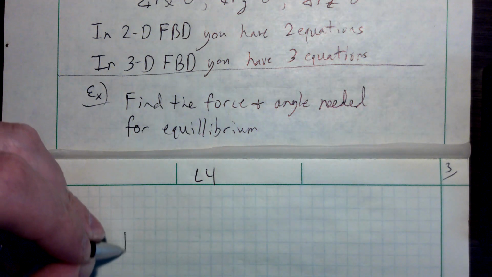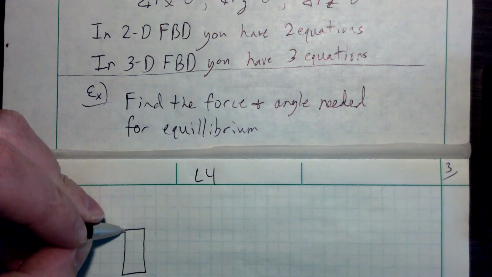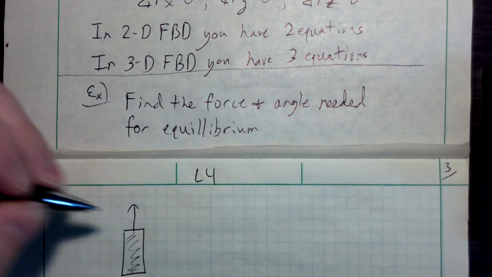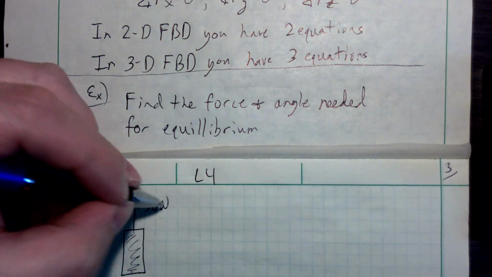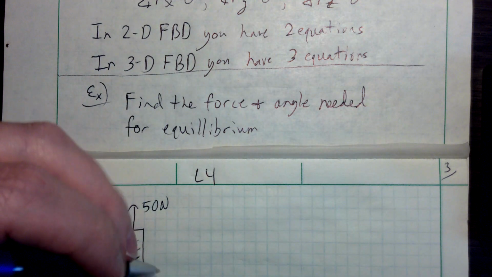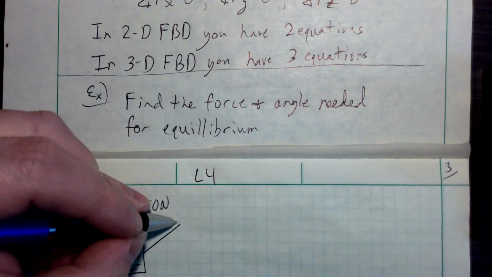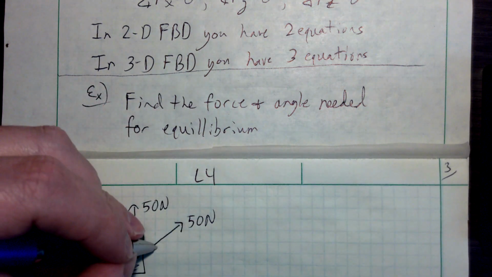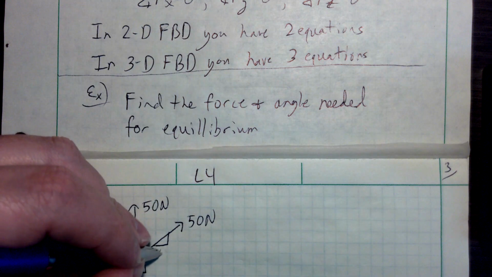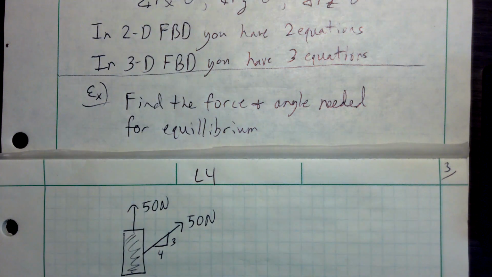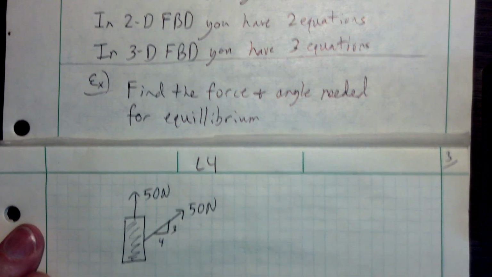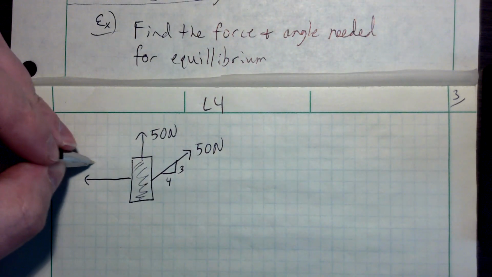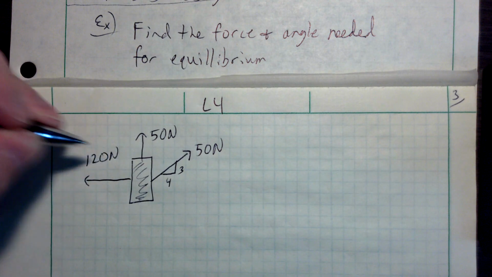It's just going to be a bar of some kind, so we can model this as a particle. We're going to have a vertical 50 newton force going straight up from the top. Somewhere on this side, we're going to have a force going up at an angle, also 50 newtons. This one, we're going to describe the geometry with a 3, 4, 5 triangle. Then there's going to be a horizontal force coming out to the left over here of 120 newtons.